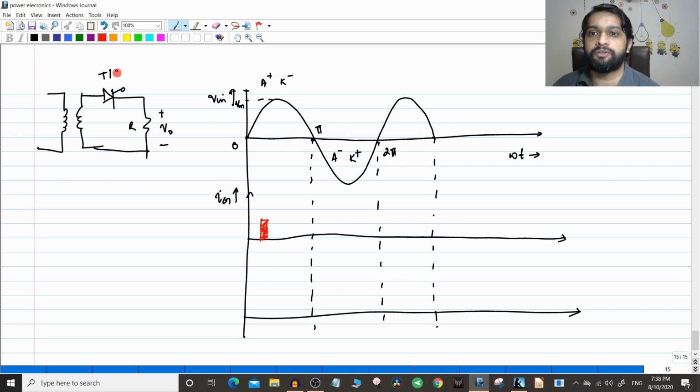So this is the pulse that is going to go to the thyristor. And who is giving that pulse? A microprocessor will give it, which is the brain of the circuit. So after an angle alpha, we are going to give a pulse.